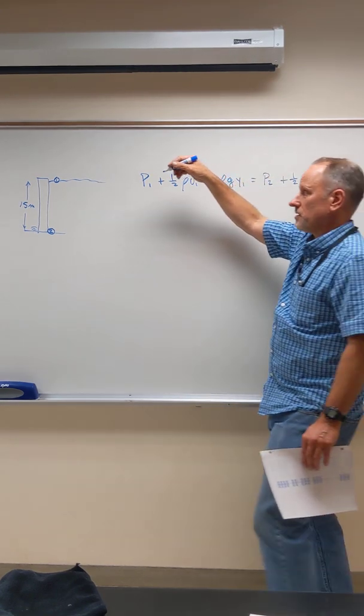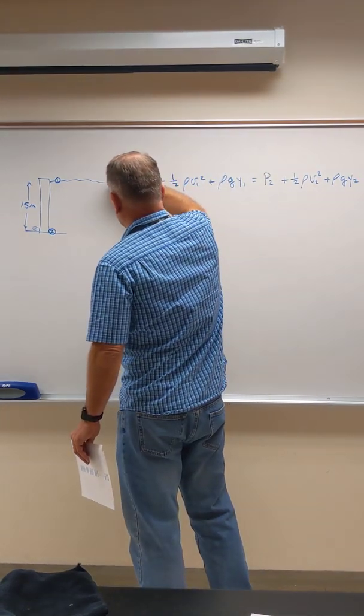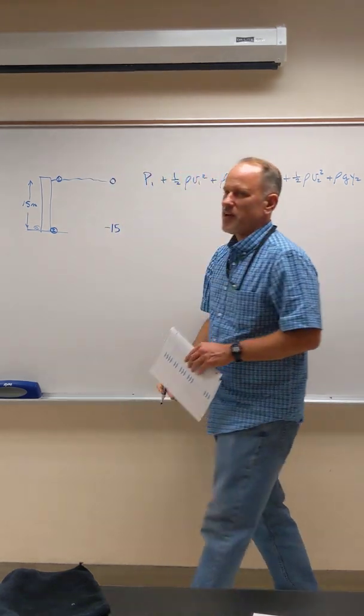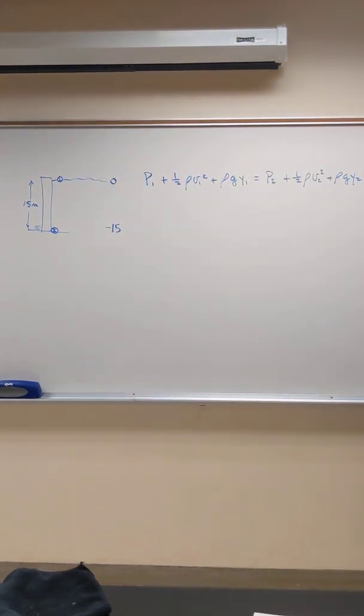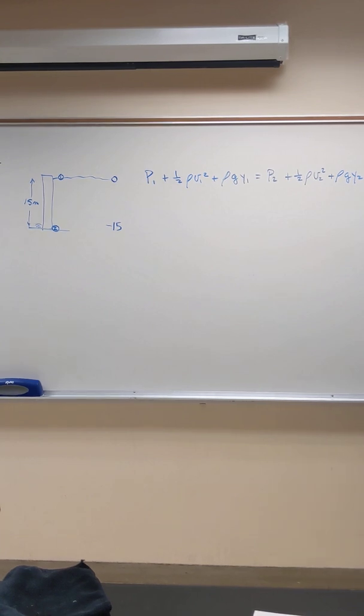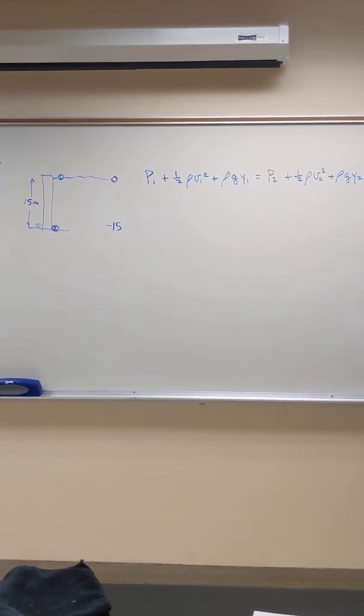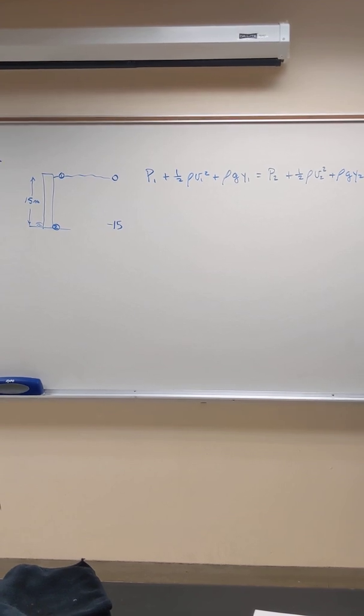0 at the top and negative 15 here. It doesn't really matter how you do it, as long as you're consistent with your picture when you assign the values to the variables. All right, now, very careful.